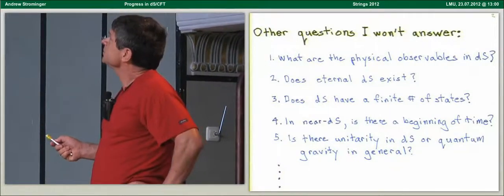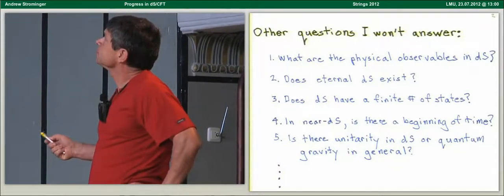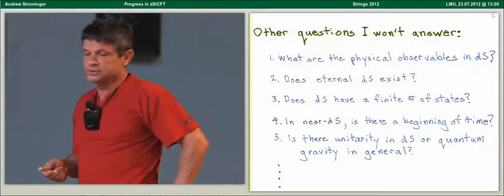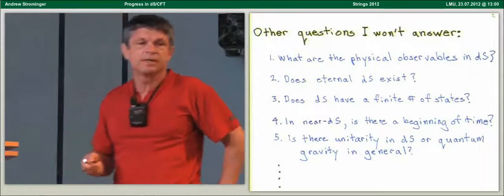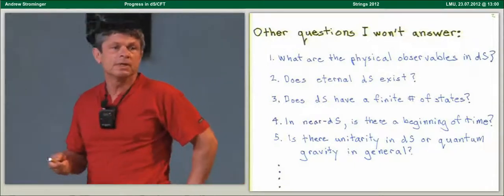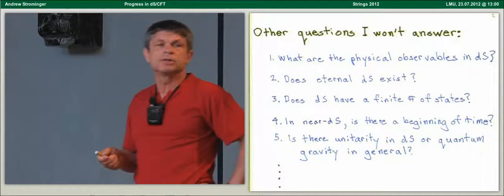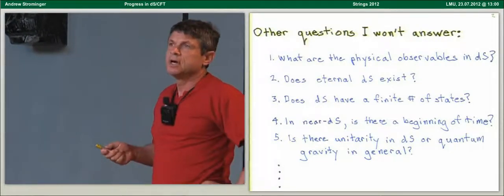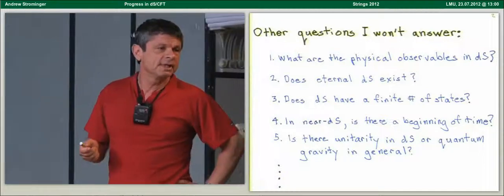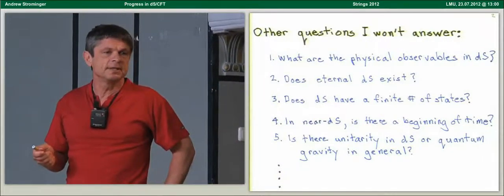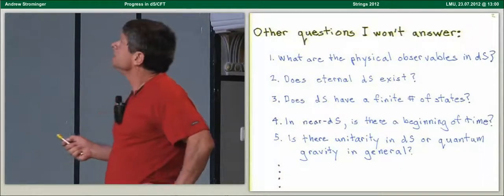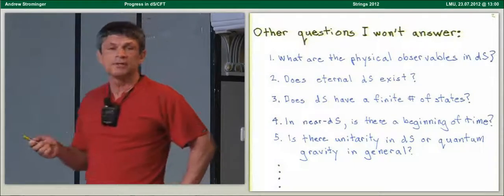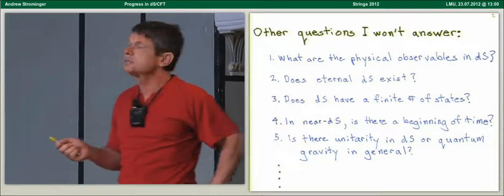The first question is, what are the physical observables in de Sitter space? So we've long been used to the idea that the S matrix is the physical observable in Minkowski space, even in quantum gravity in asymptotically Minkowski space. We've more recently come to the idea that in asymptotically anti-de Sitter space, the observables are the set of boundary correlation functions, appropriately rescaled.